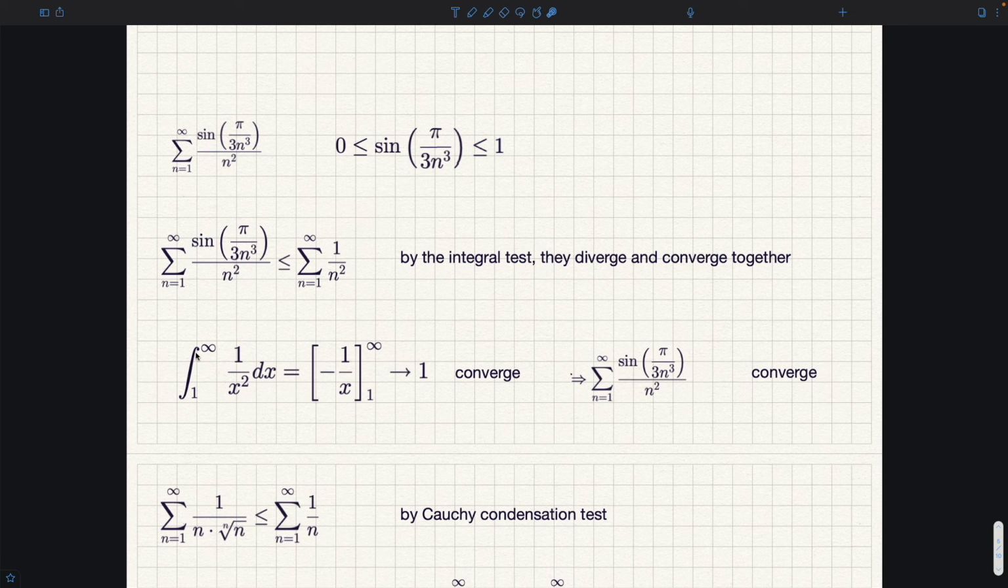So we are going to go through the integral here. The integral of 1 divided by x squared is minus 1 divided by x, which converges to 1. So this series also converges, because this converges and this is bigger than this. So if this converges, this also converges.